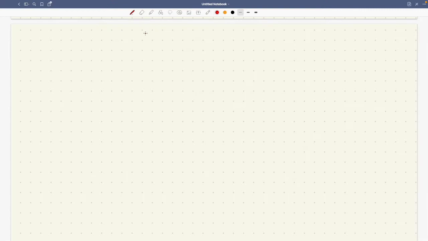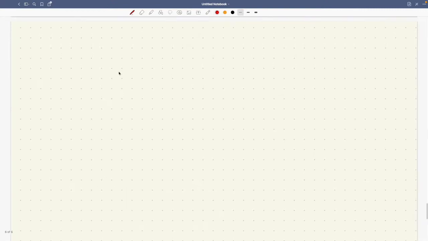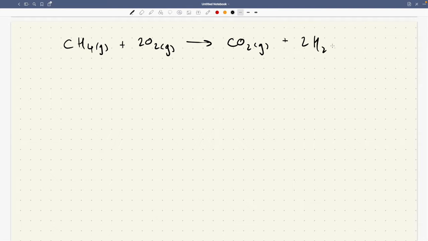So what I'm going to do is rewrite the equation up here so I don't have to keep flipping back. We've got the classic combustion reaction of methane gas plus 2O2, so that's what we're talking about with the stoichiometry, the good old balanced chemical equation. Let's assume complete combustion, forming carbon dioxide and water vapor.